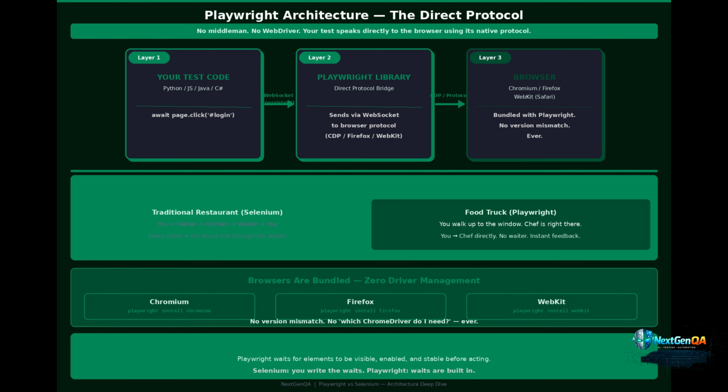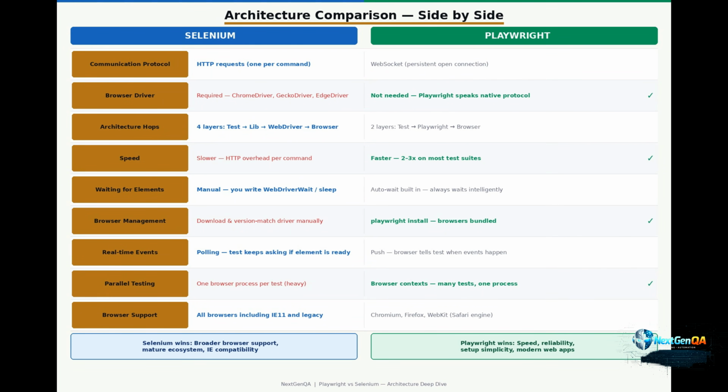This is the smartphone versus telephone operator movement. Old telephone system, you call the operator, give them a number, they route it. Smartphones, you tap a contact, it connects instantly. Architecture comparison, side by side.